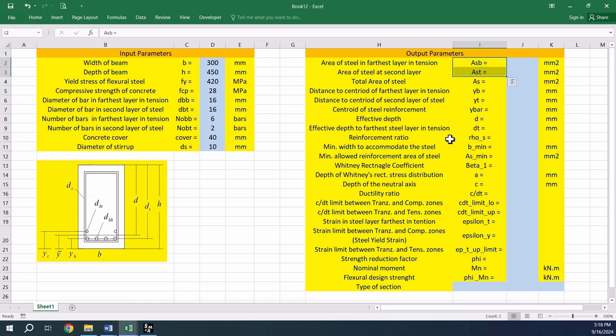And therefore, some of the output parameters will depend only on input parameters, while other output parameters will depend on input and output parameters. That's why the sequence here is very important. You need to place those that will be calculated first at the beginning so that you will be able to use them later on.